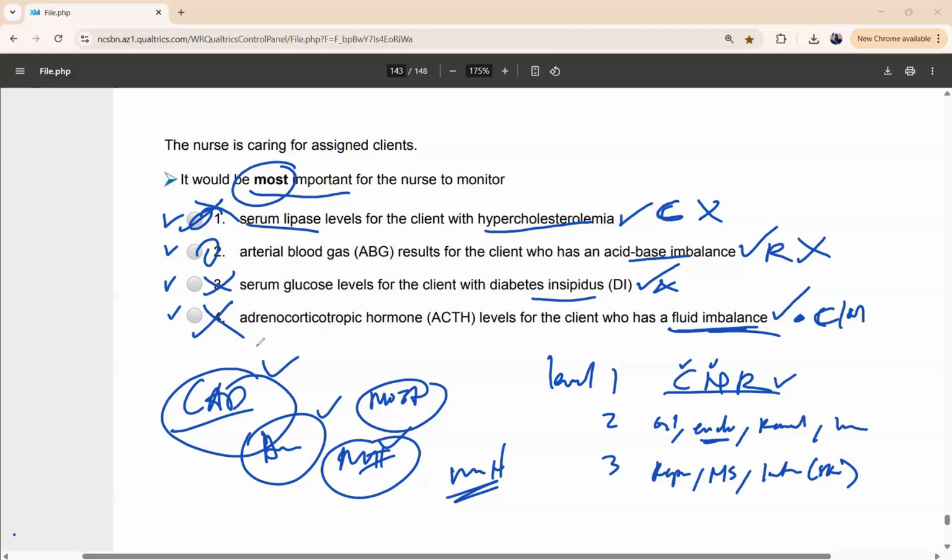Right? So acid-base balance first, hypercholesterol second, fluid imbalance third, and lastly, diabetes insipidus. Any question so far? No question. All right, great. So anytime you see monitoring, you are monitoring related to something.